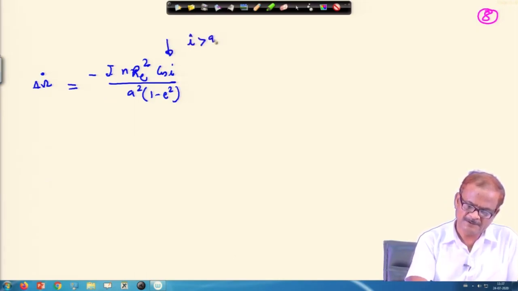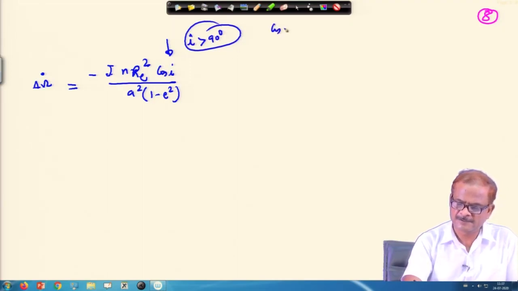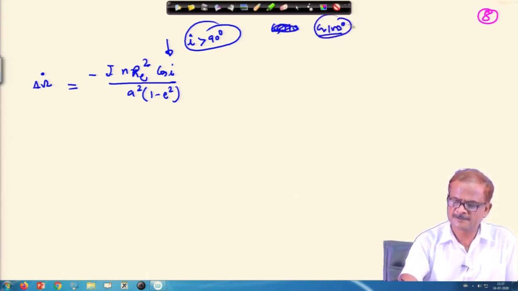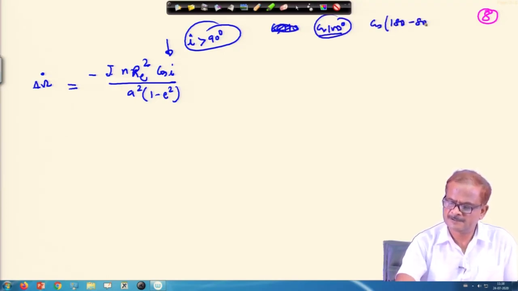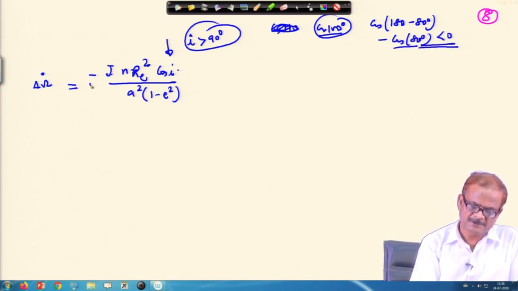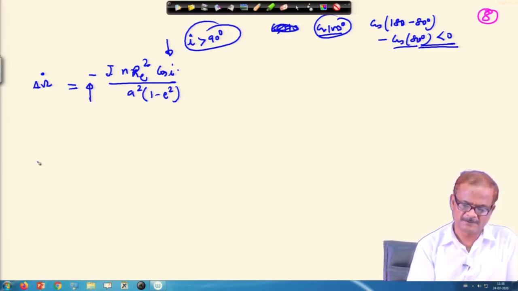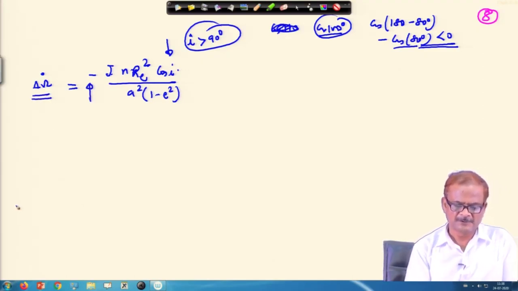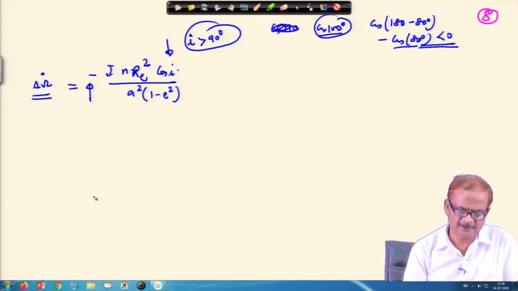If i is greater than 90 degrees, then cos i becomes negative. So cos 110 degrees, or cos 100 degrees, this quantity is cos (180 minus 80 degrees), so minus cos 80 degrees. So this quantity is less than 0. Therefore, if this is minus, delta capital omega gets a plus sign, and that means the nodal line, instead of regressing, is now progressing.